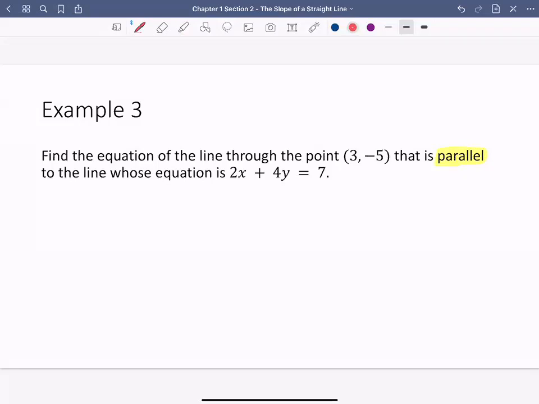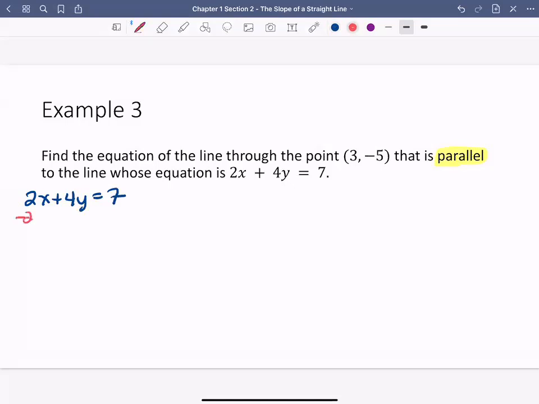Well, first off, it says here's a point, and it has to be parallel to this other equation. Well, I don't even know the slope to this other equation. I must find it. In order to find it, I have to write it in slope-intercept form. It's the easiest way to do it. So I have 2x plus 4y equal to 7, and I'm going to solve for y. That's what gives me my slope-intercept form.